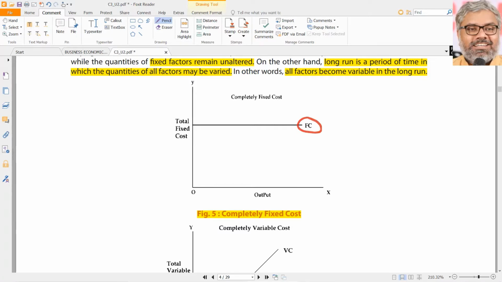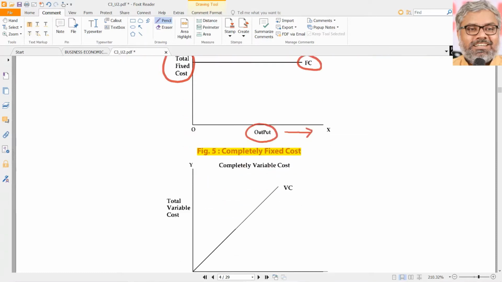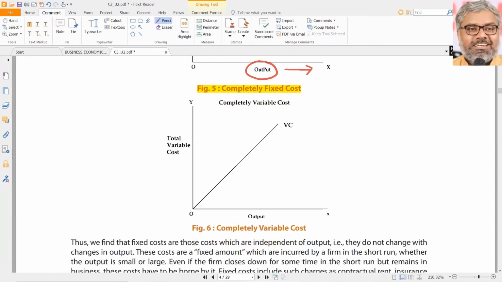But what are there on the x-axis and y-axis? That you should see. Output is on the x-axis. Though the output is increasing or decreasing, the total fixed cost remains, total is important. Total fixed cost remains constant, same. So it is parallel to the x-axis. And once again, this is total fixed cost and completely fixed cost.